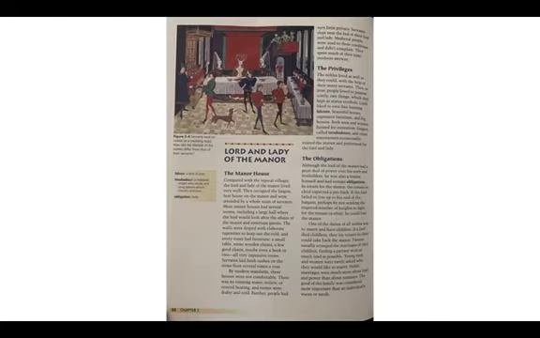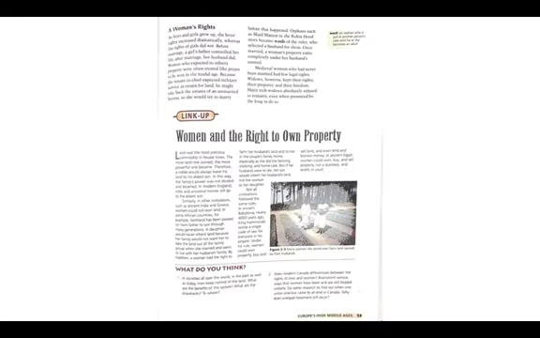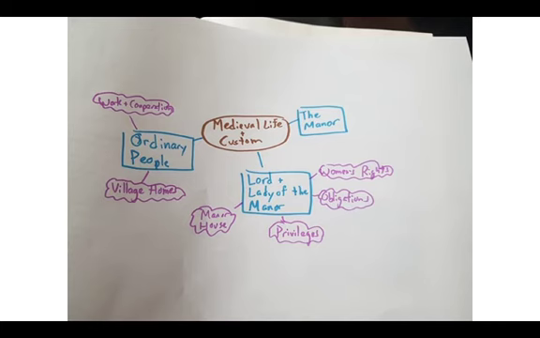I'm going to keep going to see if we find any more. So there's no more for ordinary people, but you can see there are many subheadings for Lord and Lady of the Manor. The manor house, the privileges, the obligations, and women's rights. So look what we do here. Coming off of ordinary people, we have village homes and work and cooperation. And coming off of Lord and Lady of the Manor, we have women's rights, we have obligations, we have privileges, and we have the manor house. And I've chosen pinkish with a bubble shape around it.